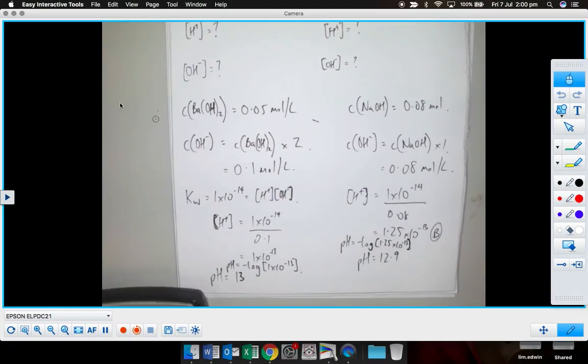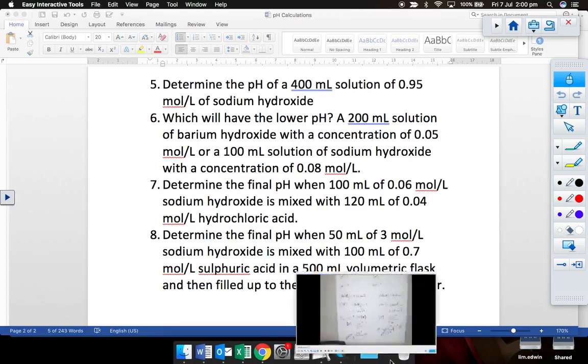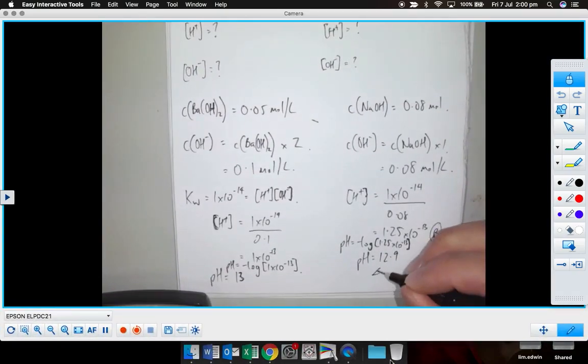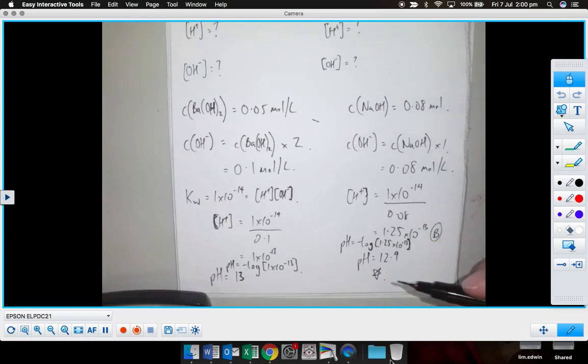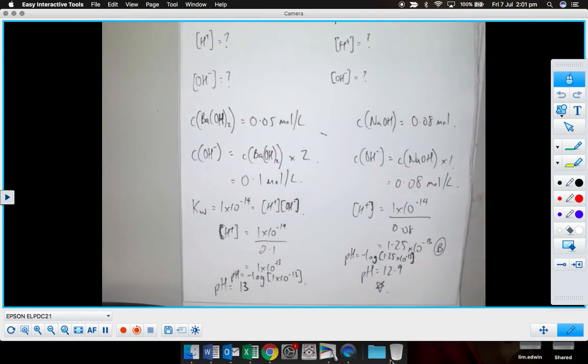The question actually asked which one has the lower pH? It's this one. Technically this is more acidic, because that's what you wanted to know, the lower pH, and so therefore it's the sodium hydroxide. Alright, let's have a look at the next question.